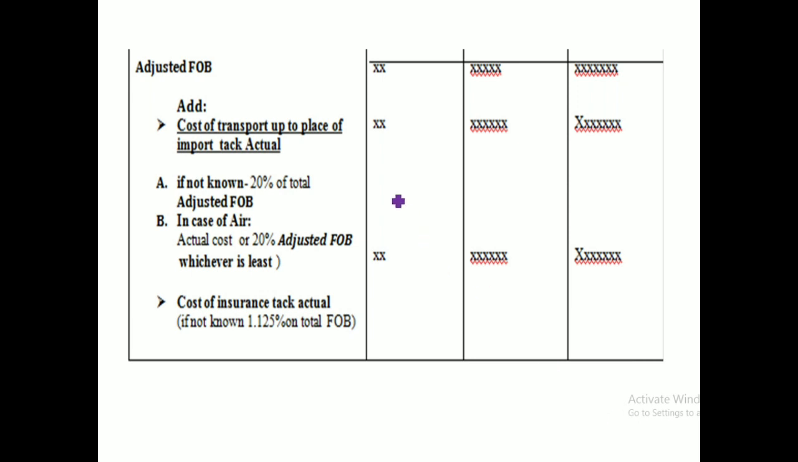Next, along with that, after calculating this adjusted FOB, we need to add the cost or expenses incurred from the exporting port to the importing port. Very important thing. From the exporting port in Japan, from any one place, to the importing port, let us consider Chennai. From that exporting port to Chennai, whatever the expenses incurred will be considered here.